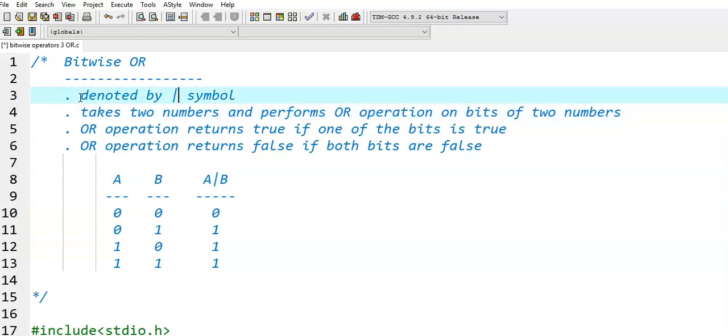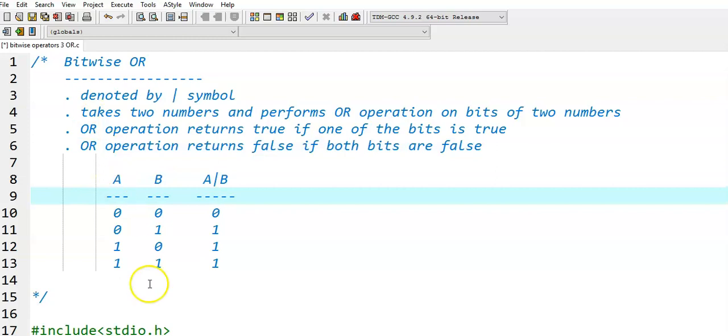If you use a double vertical line, it becomes the logical OR operator. If you use a single vertical line, it becomes bitwise OR. The bitwise OR operator takes two numbers and performs the OR operation on individual bits of the two numbers. The OR operation returns true if one of the bits is true, and it returns false if both bits are false. That is the scenario of the OR operation. So the bitwise OR operator performs the OR operation on each and every bit of the given numbers.